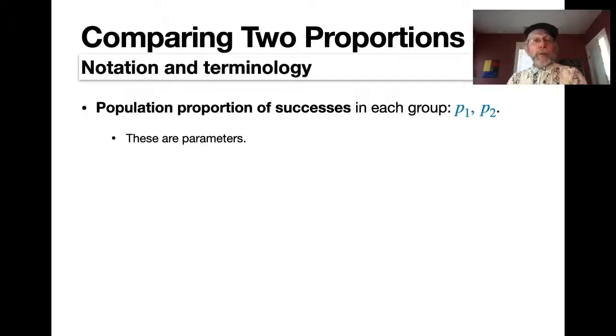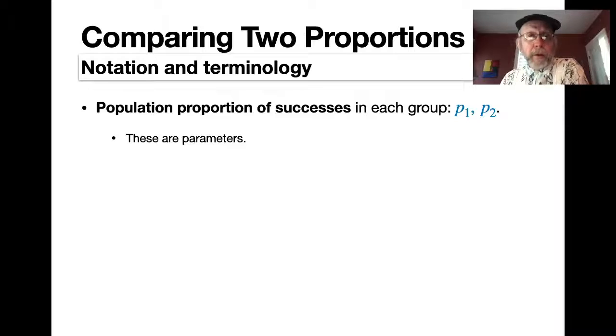The notation and terminology we use is going to be very similar to the notation and terminology for one proportion problems. So we'll still use the letter P to denote the population proportions, but we'll have a subscript, either P1 or P2, to let us know which group we're talking about. So P1 would be the true population proportion in group 1, P2 would be the true population proportion in group 2.